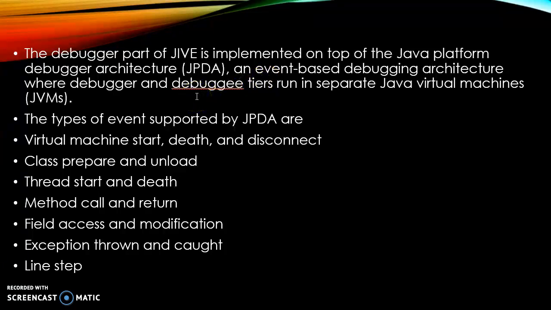where the debugger architecture is an event-based debugging architecture, in which the debugger and debuggee tiers run in separate Java virtual machines (JVMs). The types of events supported by JPDA are virtual machine start, death, and disconnect, class prepare and unload, thread start and death, method call and return, field access and modification, exception thrown and caught, and line step.